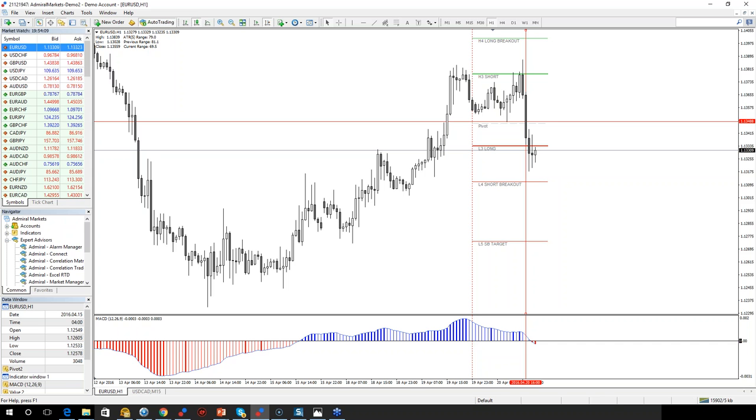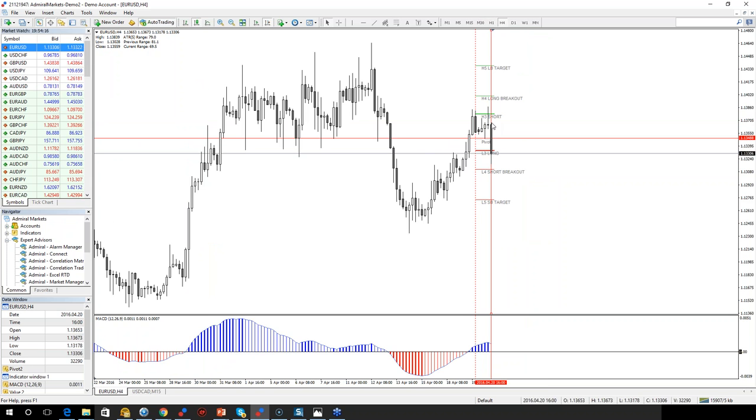Doug is saying euro dollar had a 4 hour bearish pin bar. No, you don't trade 4 hour breakouts here. 4 hour is just for the queue. If it closes below this L3, we might have a short trend. Let's see, it's the end of day.